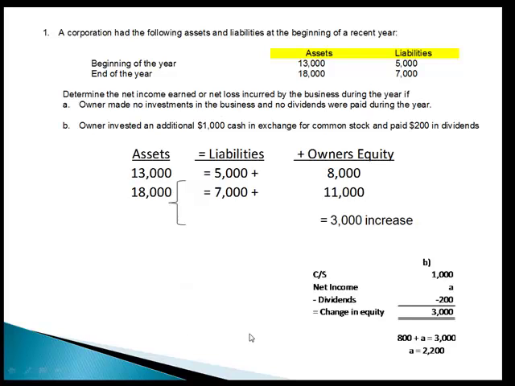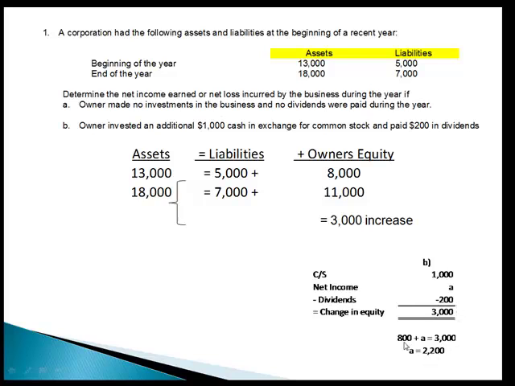Okay. Oops. I'm going to go out of order here. My PowerPoint slides must be messed up just slightly. But in scenario B, we have common stock. The owner invested an additional $1,000 cash in common stock and paid $200 in dividends. So we know there was an increase to equity of common stock and a decrease to equity of dividends. And we don't know what net income is, but the overall change is $3,000.